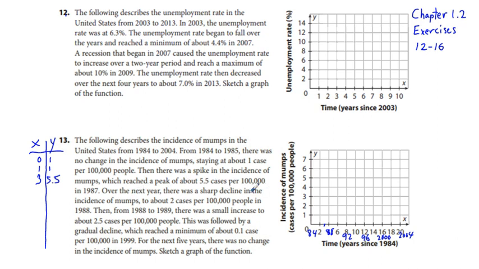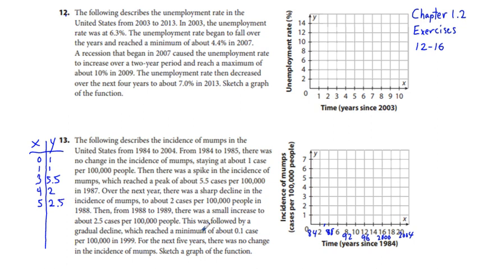Over the next year, there was a sharp decline of incidence in mumps to about 2 cases per 100,000 people in 1988. So that's going to be year 4, which is 88. So I'll put 4. That's 1988, and that's going to be 2 cases per 100,000 people. Okay, then from 1988 to 89, there was a small increase to about 2.5 cases. So that's going to get us to year 5 here, and that's going to be 2.5 cases.